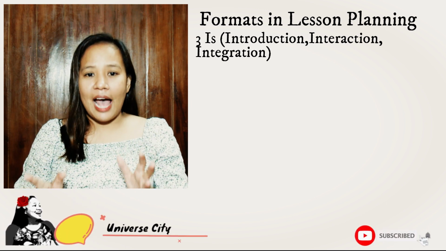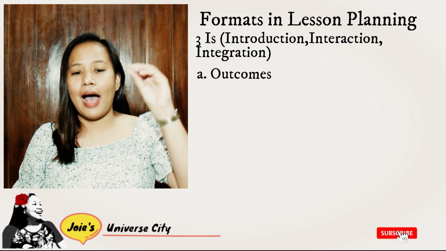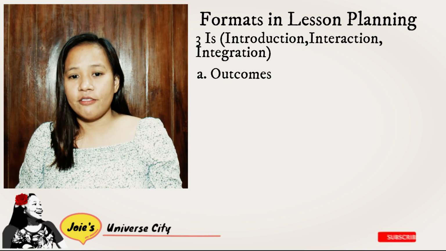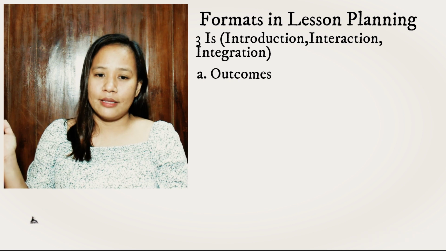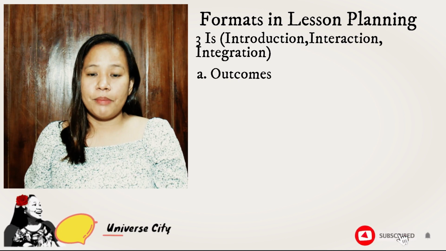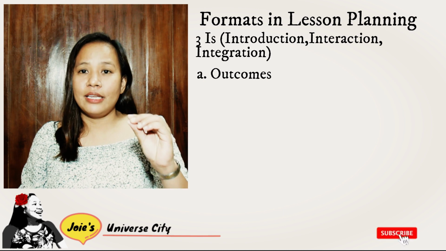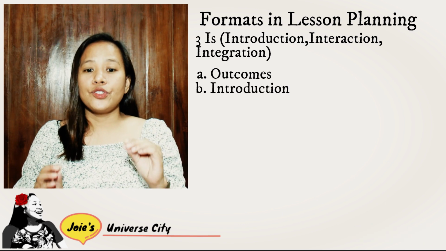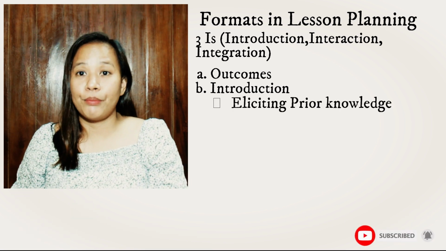So in the 3Is, again, you would start with the outcomes. You have to have your outcomes, and in The Road Not Taken that we came up with, I have prepared 3 outcomes: paraphrase the poem, interpret the meaning, and extract the life's meaning embedded in the poem. So right after the outcomes, I immediately have written there the introduction, and under the introduction part, you have eliciting prior knowledge.